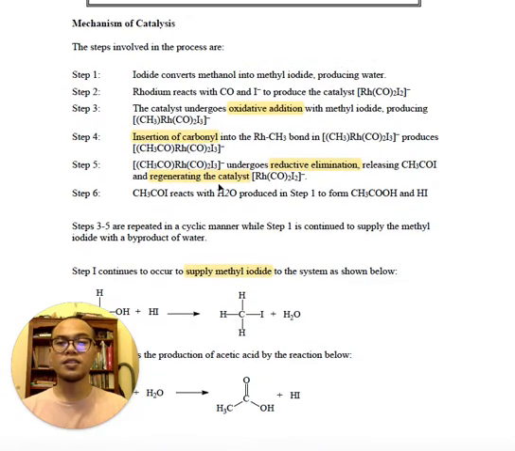So how does it work? Now look at the mechanism. The first one, iodide converts methanol into methyl iodide. So from methanol to methyl iodide, because methanol reacts with iodide to form methyl iodide. And then you will also produce water. Okay, and then rhodium reacts with carbonyl and also iodide to produce the catalyst. So rhodium with 2 carbonyl and then 2 iodide.